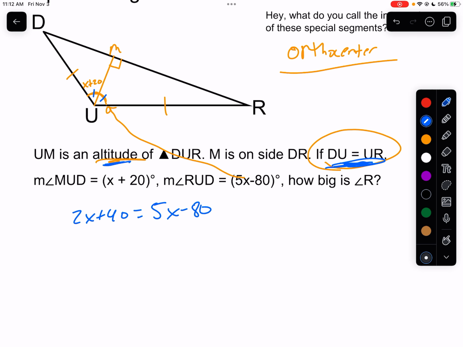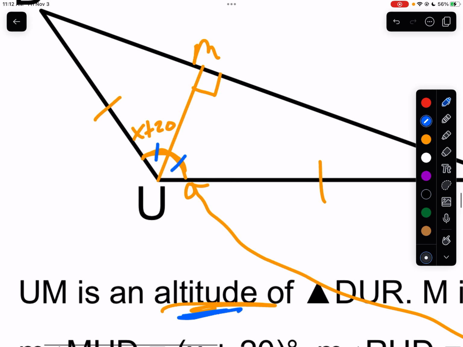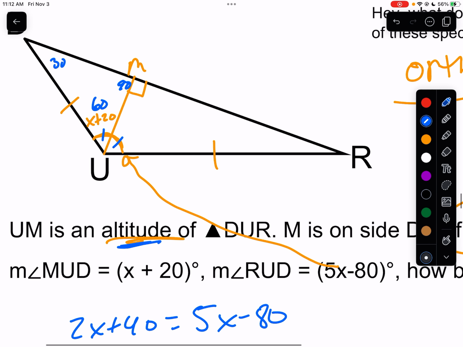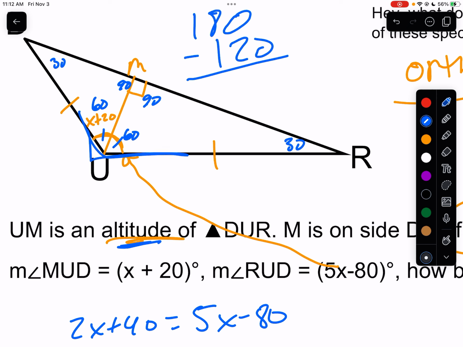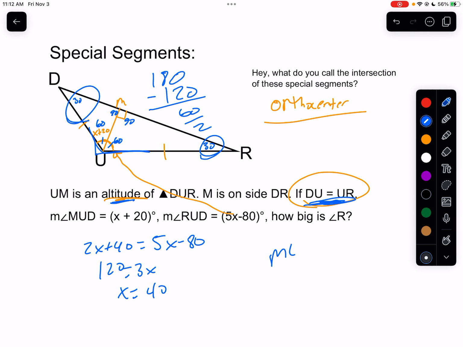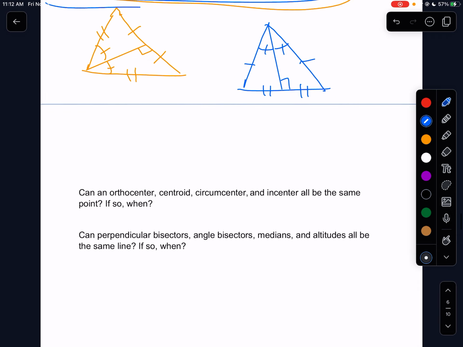All right, so then we have 3x would equal 120, x equals 40. So if x is 40, this angle is 60, this angle is 90, so this angle is 30. Same thing over here, 60, 90, 30. Or this whole corner is 120, so 180 minus 120 is 60, divided by 2. These angles have to be 30 each. No matter how you do it, the measure of angle R is 30 degrees. There we go. But you have to use those isosceles properties for sure.